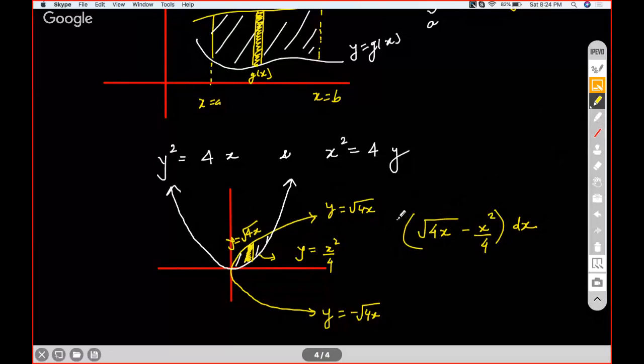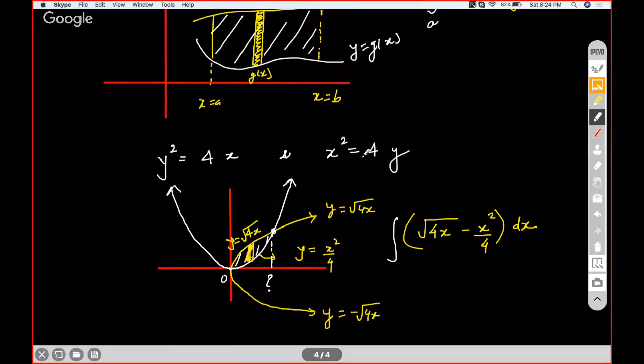Now, of course, if you have to integrate it, you'll integrate it from 0 to this point, let's say. Now, what is this point? In order to find this point, we have to simultaneously solve them. That means we have to see their intersection point. So, can you tell me how will I find them? What would be the intersection of these two?